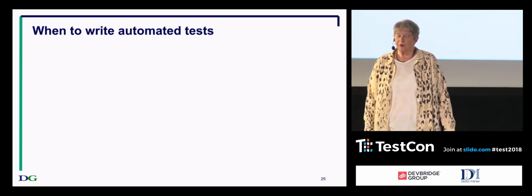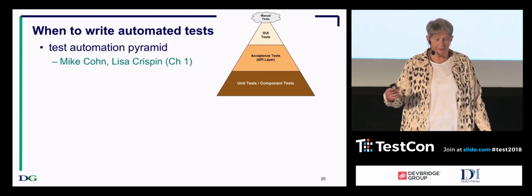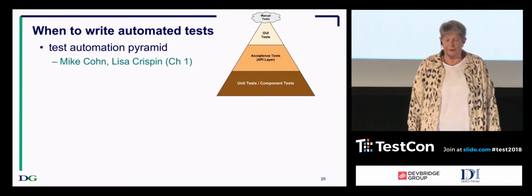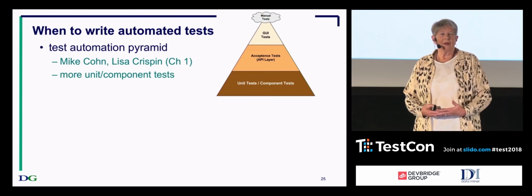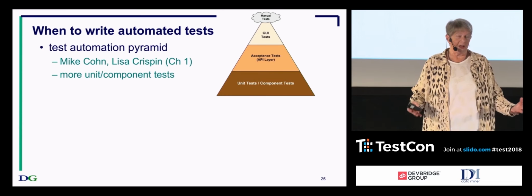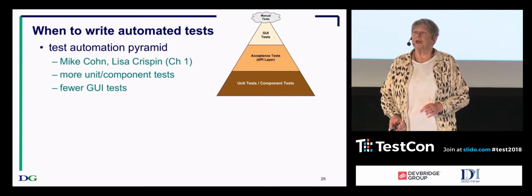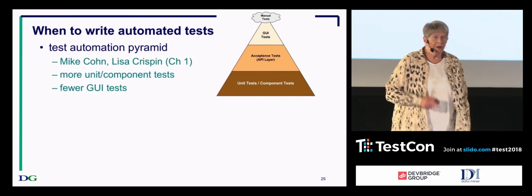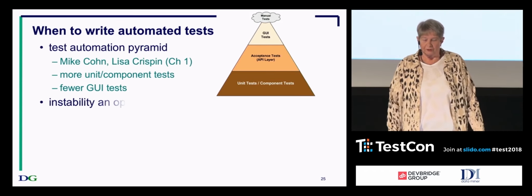So when should you write the automated tests? You're probably familiar with the test automation pyramid. Mike Cohn, Lisa Crispin refers to it in chapter 1 of our Experiences book. And in there they say more unit tests, component tests, should be automated, partly because they're easy to automate at that level, fewer of the middle layer, the API, and even fewer at the GUI level. But notice we still have manual testing on the top of the pyramid as well. But it's this idea that you can't automate the GUI testing that I want to challenge.